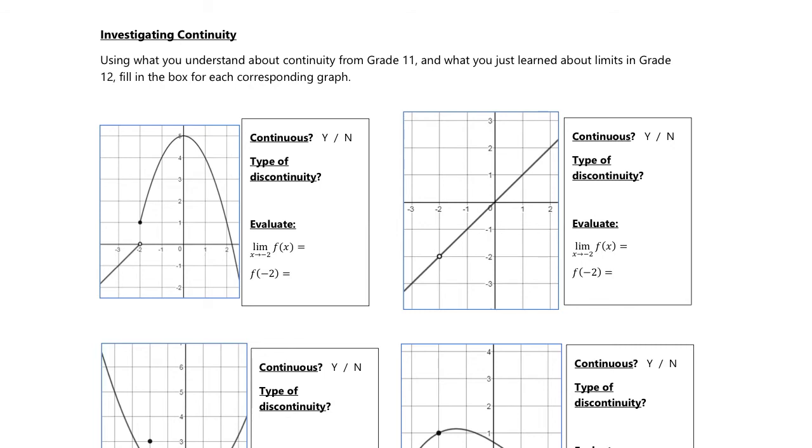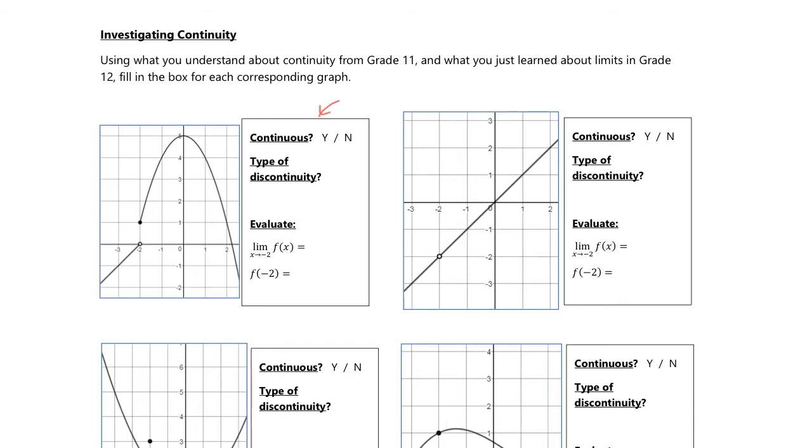Okay, so what I want you to do now is just pause the video, and I want you to answer what's in the boxes here for each of these graphs that I've put. So I want you to say whether this function is continuous, what type of discontinuity there is, and then evaluate the limit at an x value and evaluate the function at that x value. Okay, so pause the video and go ahead and investigate these 4 functions.